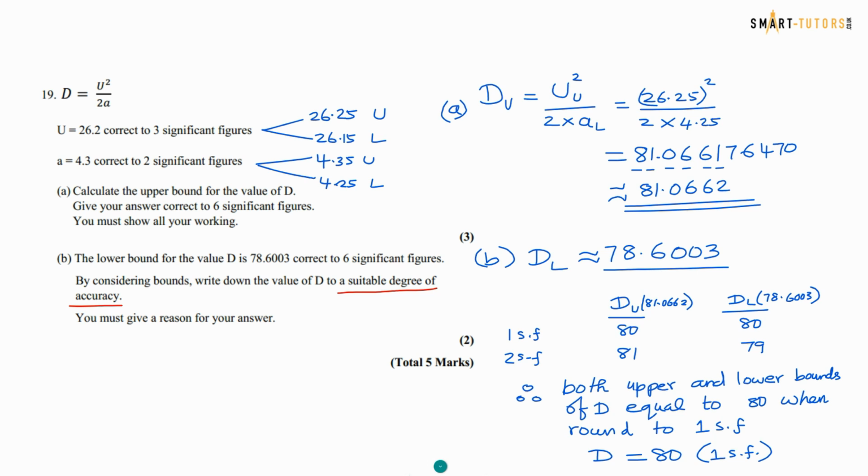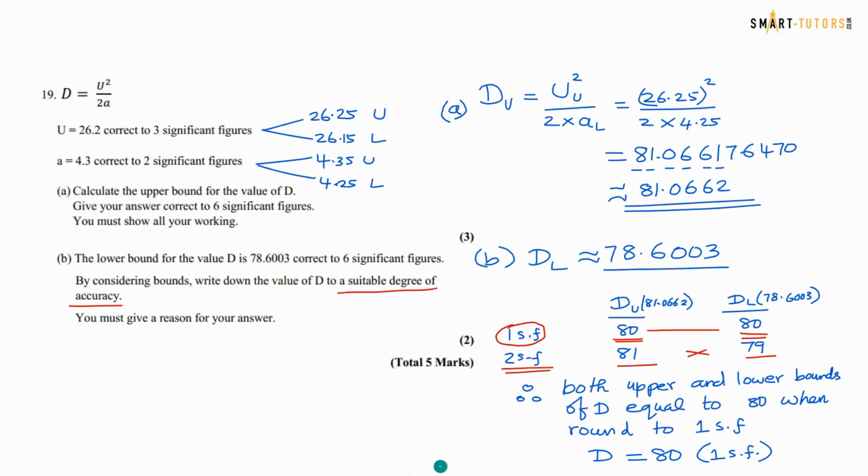78.6003. For 1 significant figure, if you round both answers, the upper bound becomes 80. And if you round the lower bound to 1 significant figure, also 80, because the 8 will give 80. For 2 significant figures, this one will become 81 and this one will become 79. So the answers are different. It's not a possible one.